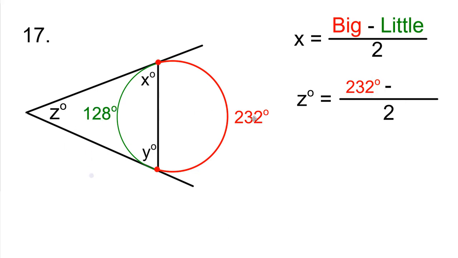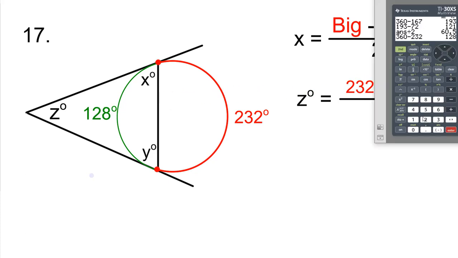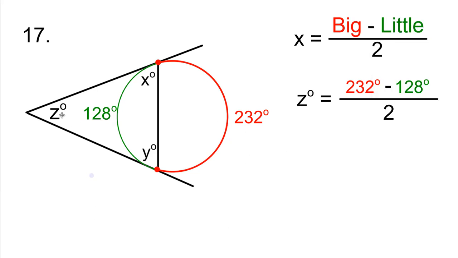Okay, so big minus little divided by 2, so we'll do 232 minus 128. And then we're going to divide that by 2, which leaves us with 52. So z is equal to 52 degrees. So inconsistent.